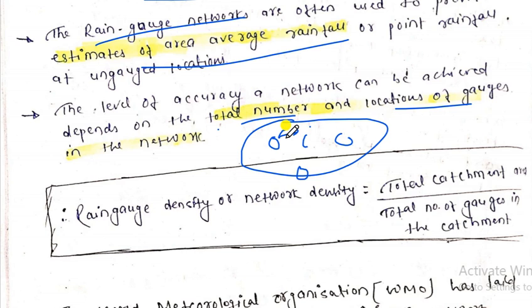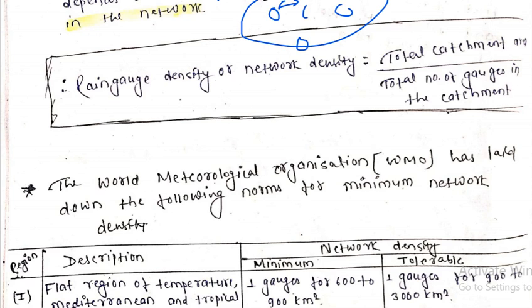So the accuracy of the rain gauge network depends upon the total number of rain gauges used in that catchment area and the locations of the gauges in the catchment area. So we know all about rain gauge networks, meaning the provision of rain gauges in the catchment area, from which we can estimate the average rainfall or precipitation.